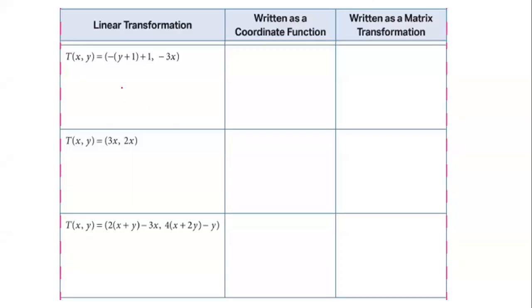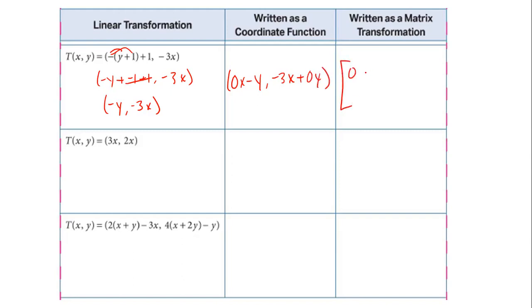All right, here we go. 0x, comma, negative 5... Before we can write it in coordinate function form, we need to simplify here, right? So we distribute, and you get negative y plus 0x, negative 1 plus 1, comma, negative 3x. What happens to the ones? They cancel each other out. And I'm left with negative y, comma, negative 3x. So in coordinate function form, that gives me 0x minus y, negative 3x.